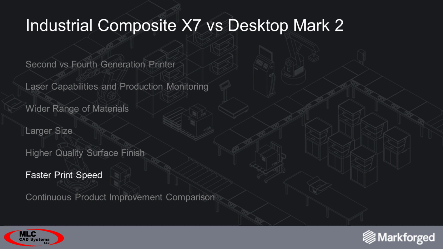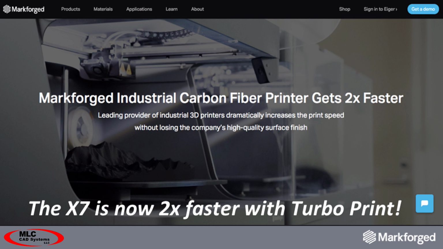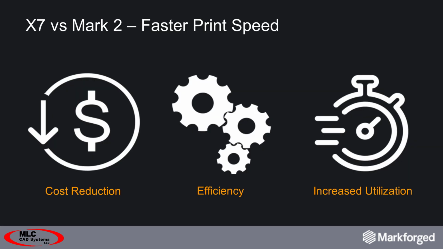Print speed. The X7 is now 2x faster. Our X7 platform is now shipping with a feature called Turbo Print. And at the end of the day, faster print speed means reduced cost, it means efficiency, and increased utilization.